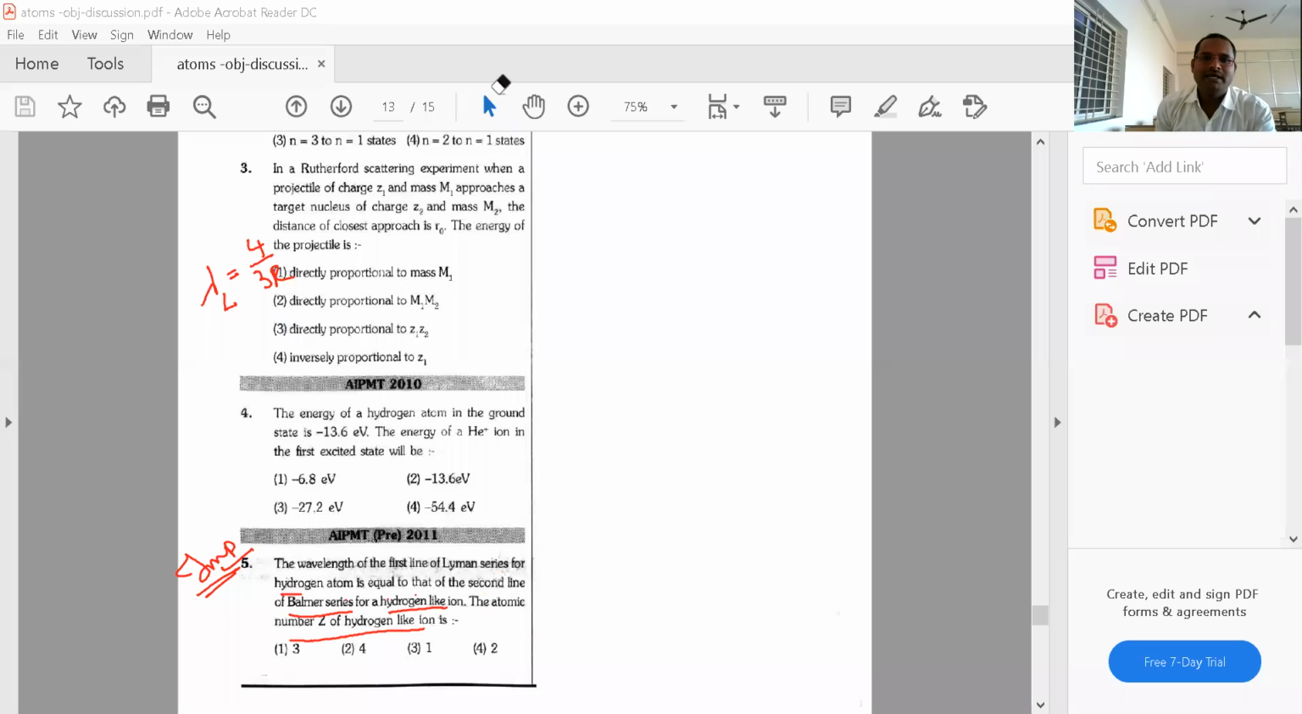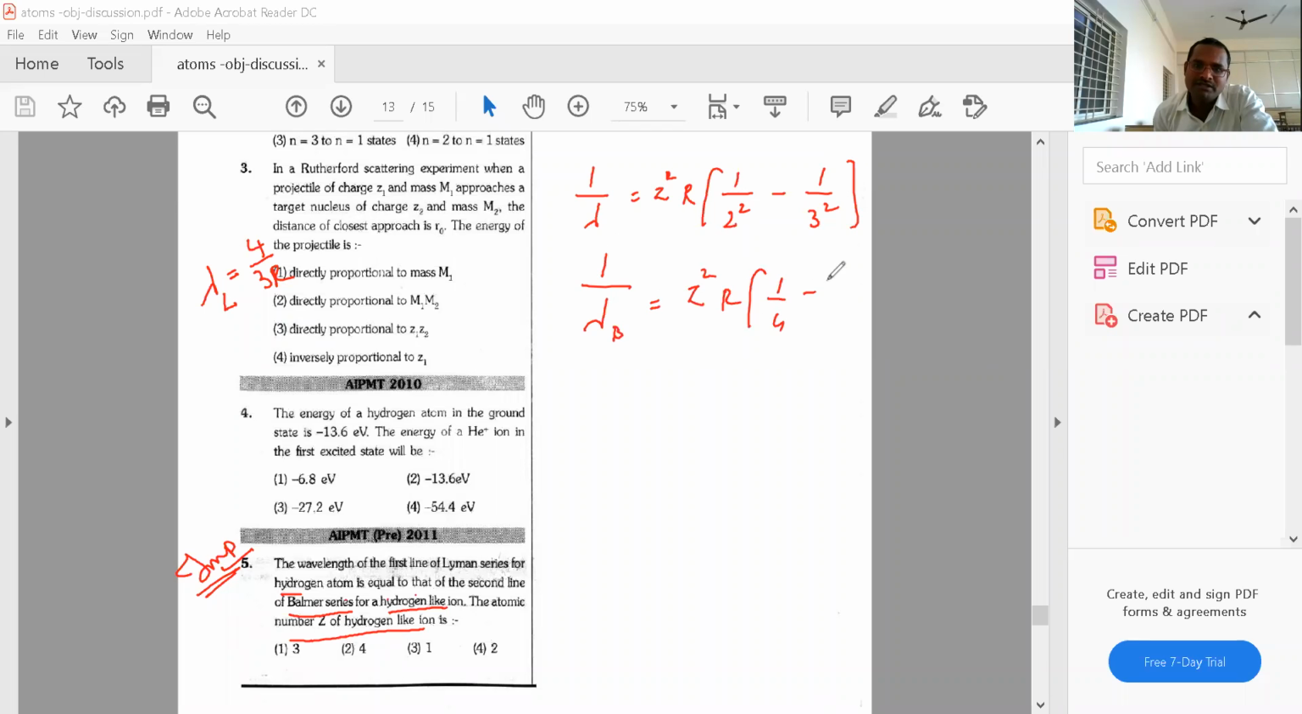So the Balmer line they have given. 1 by lambda is equal to Z square into R into 1 by n1 square minus 1 by n2 square. Balmer series means finally it should come to 1 by 2 square minus 1 by 3 square. Clear? So 1 by lambda of Balmer series is equal to Z square R into 1 by 4 minus 1 by 9. Correct?